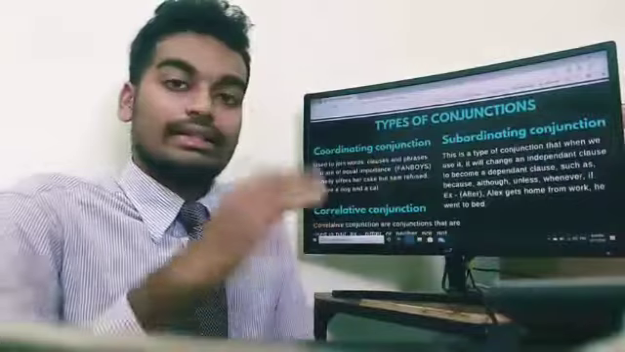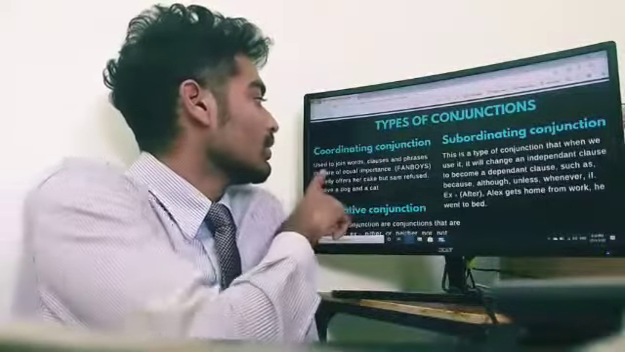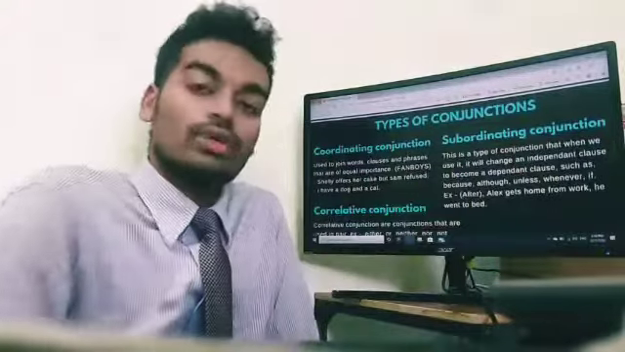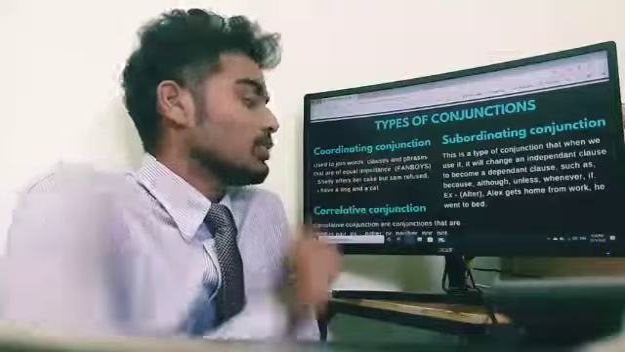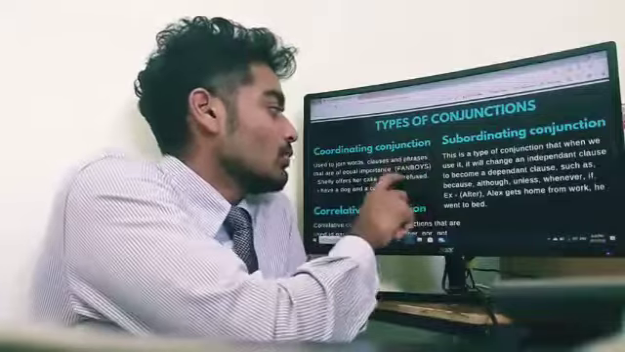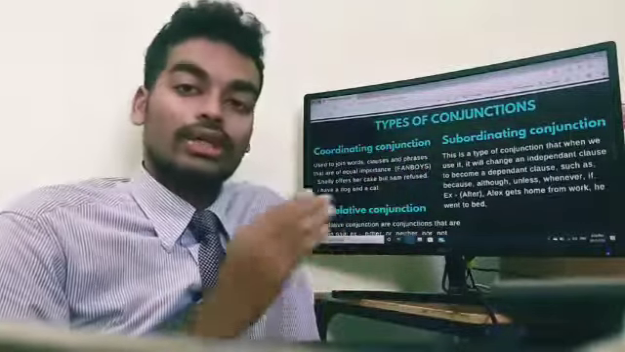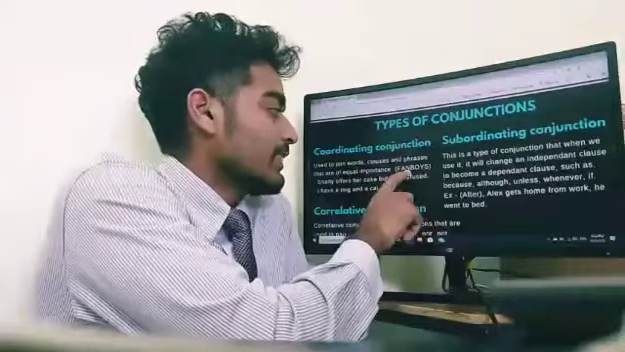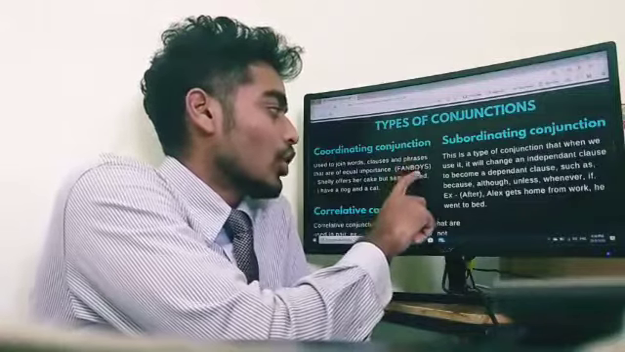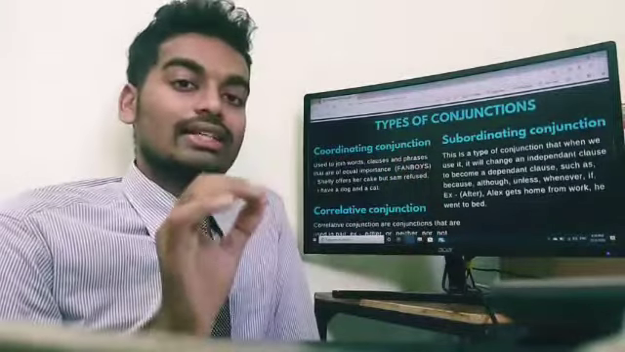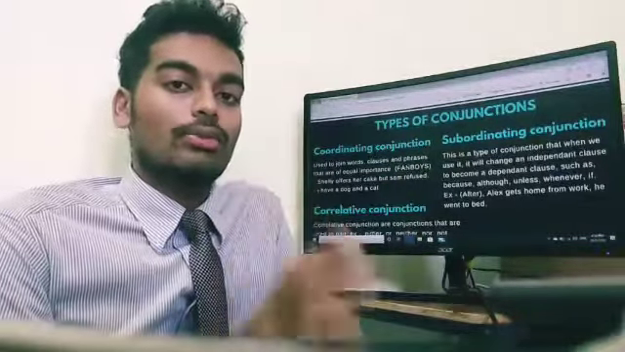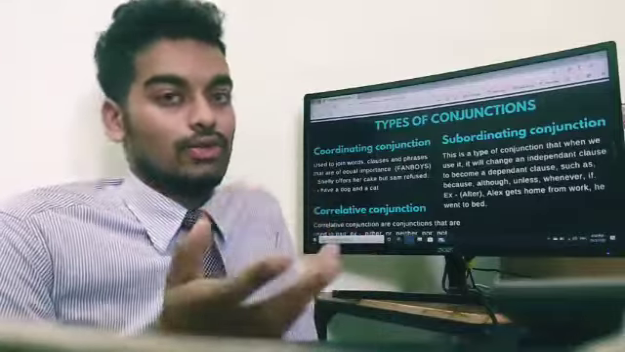Now, let's see the types of conjunctions that are available. First is coordinating conjunction, then subordinating conjunction, third is correlative conjunction. Coordinating conjunction. How can we distinguish coordinating conjunction? Now, the easiest way is to follow the acronym FANBOYS. FANBOYS: for, and, nor, but, or, yet, so. So these are the conjunctions that are known as coordinating conjunctions. These conjunctions are normally used for things that have equal importance.